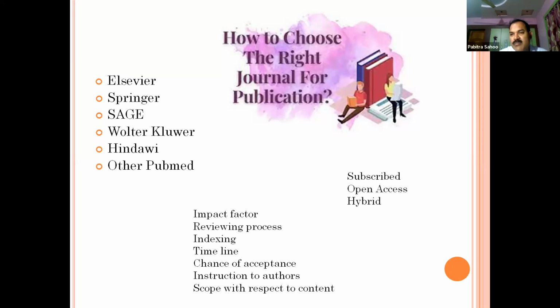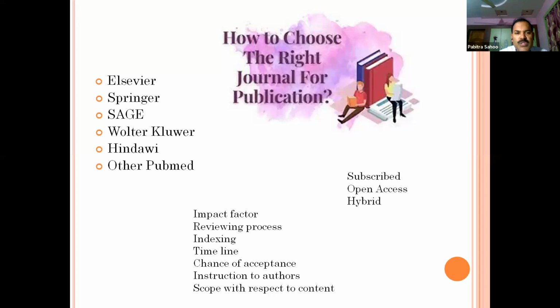What is the indexing status, whether PubMed, non-PubMed, or Scopus, which index the journal has. How much time they take for the first acceptance, and what is the timeline from acceptance to publication; you can get those timelines from the journal site. Chance of acceptance, and instructions to the authors, one must go through that. What is the requirement of the journal? If your article is not conforming to the requirements, you should not opt for that journal, even if the content is very good.